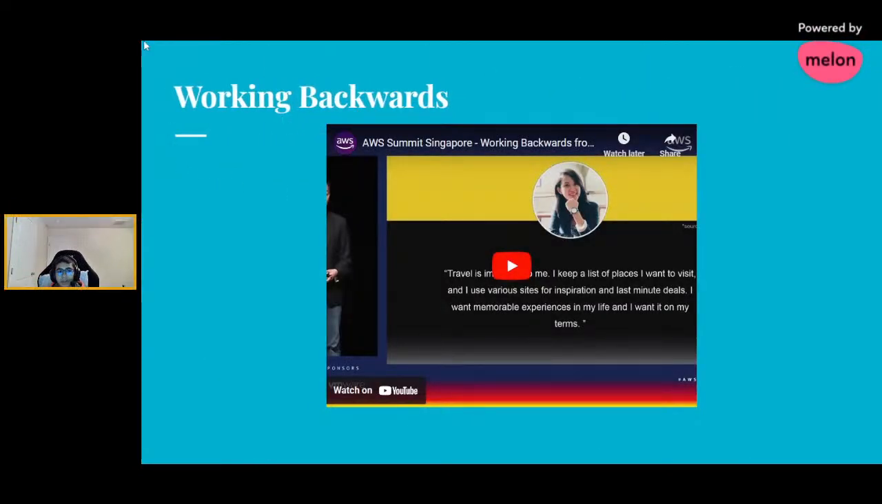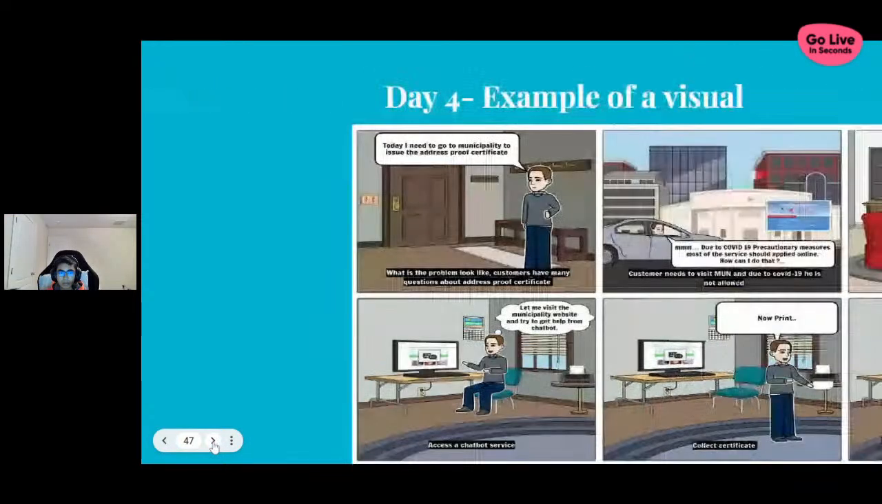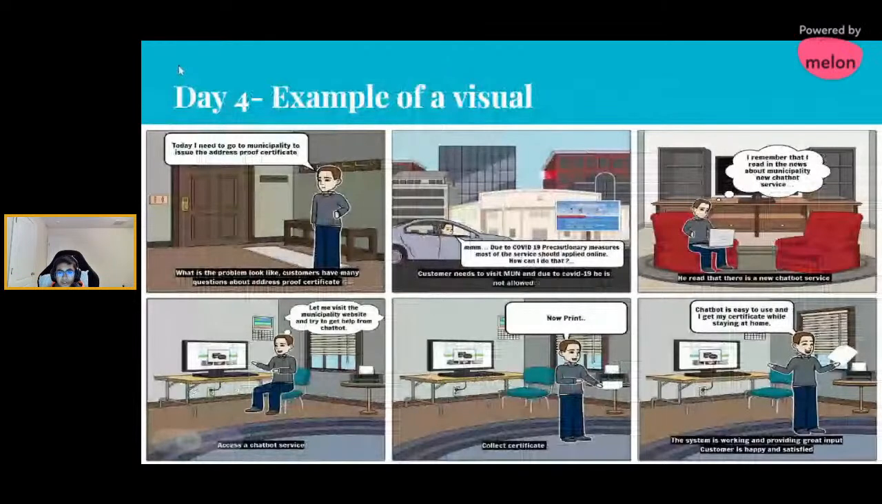Here's a video about working backwards that will again be linked below. Here is an example of a visual that tells a story, but also has an aesthetic background that can be pleasing and effectively deliver the idea.